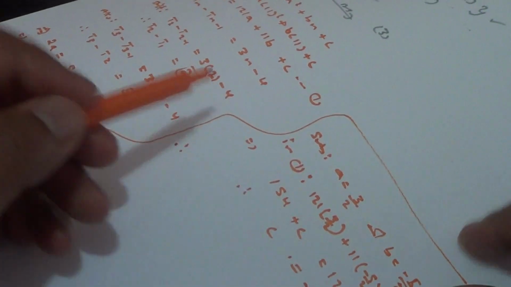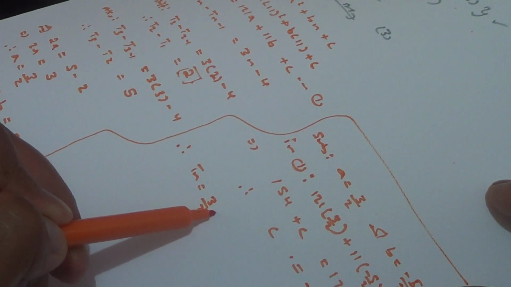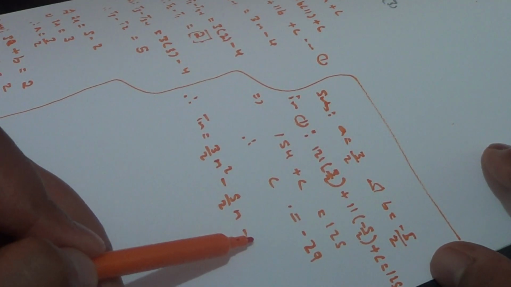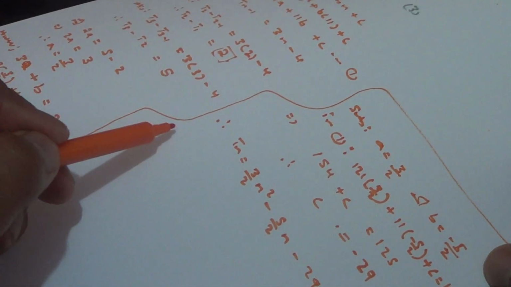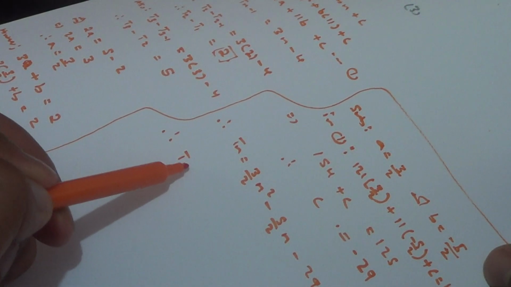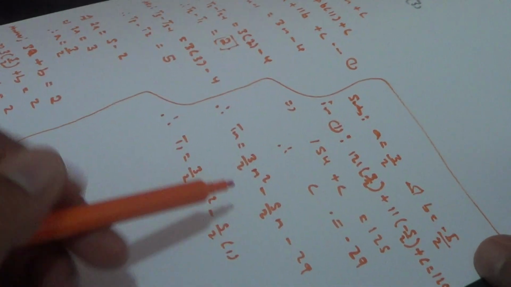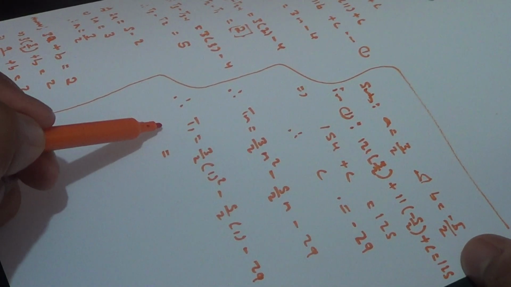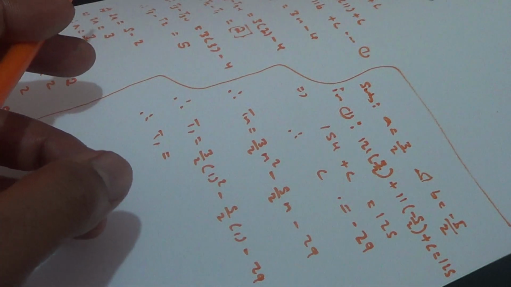So what does this tell us? It tells us that Tn equals 3 over 2n squared minus 5 over 2n minus 29. Okay, now we were told we want the first term, therefore T1 will be equal to 3 over 2 into 1 squared minus 5 over 2 into 1 minus 29. Okay, therefore T1 equals, so you just put that in the calculator as well. Let's see what we get.